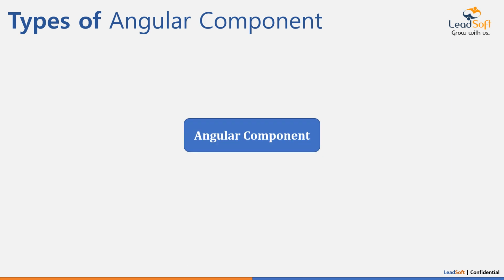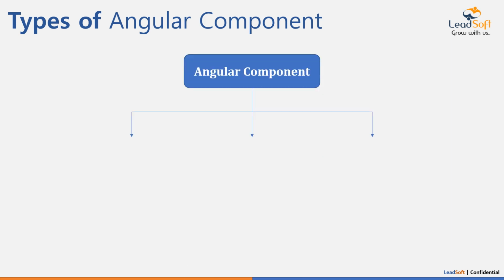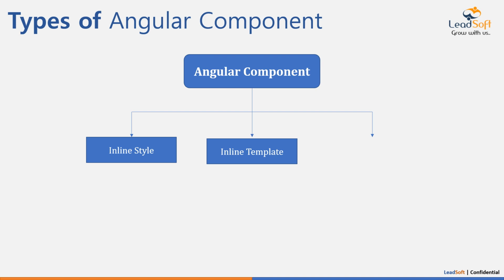Basically, there are three types of Angular components. One is called the inline style Angular component. The second is called the inline template component, and the third one, which is a combination of both, is the inline style and template component. So what exactly do these types belong to?